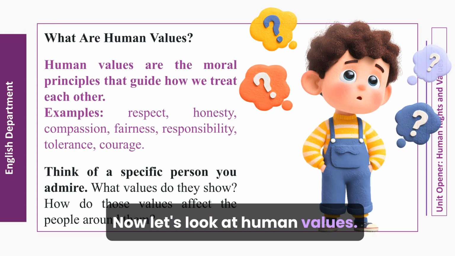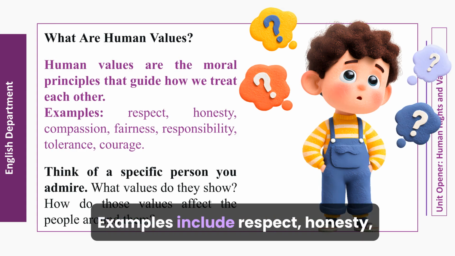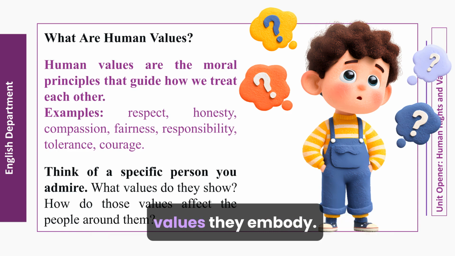Now let's look at human values. These are the moral principles that guide how we treat each other. Examples include respect, honesty, compassion, fairness, and responsibility. Think of someone you admire and the values they embody.